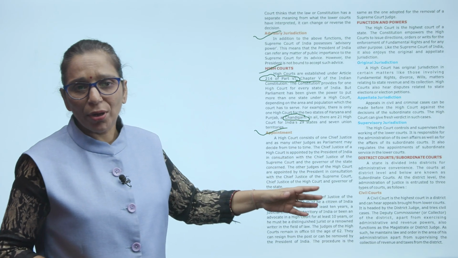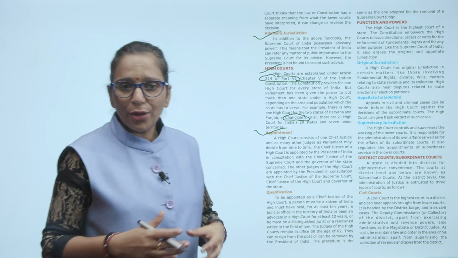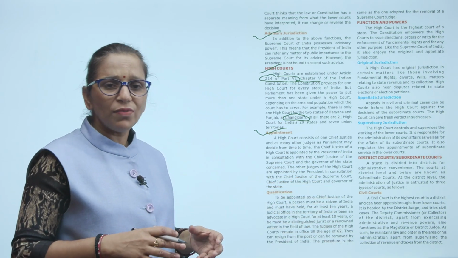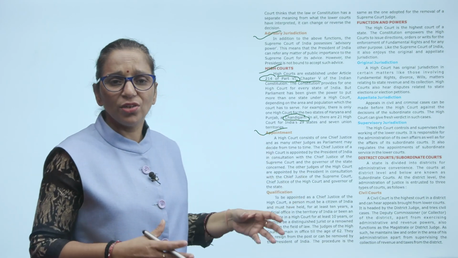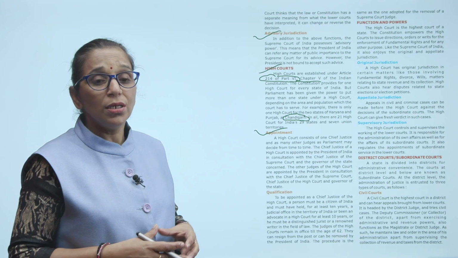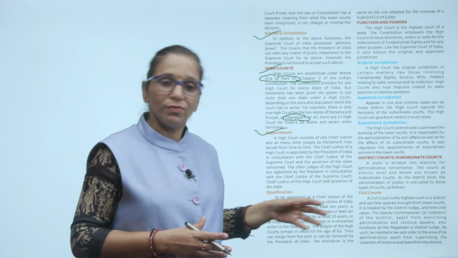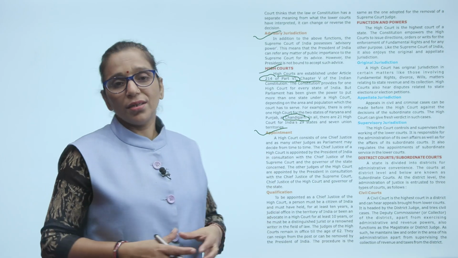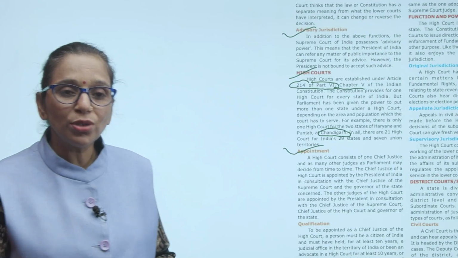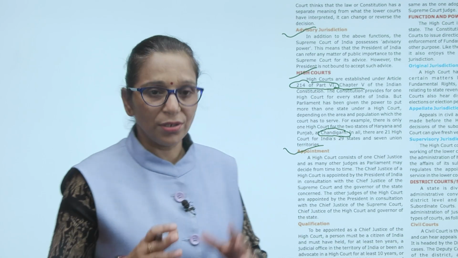So this is the appointment of the High Court judge. The other judges of the High Court are appointed by the President in consultation with the Chief Justice of Supreme Court, Chief Justice of High Court and Governor of the states. So by their consultation, they can appoint the other judges of the High Court. Now moving to the qualification of the High Court judge.